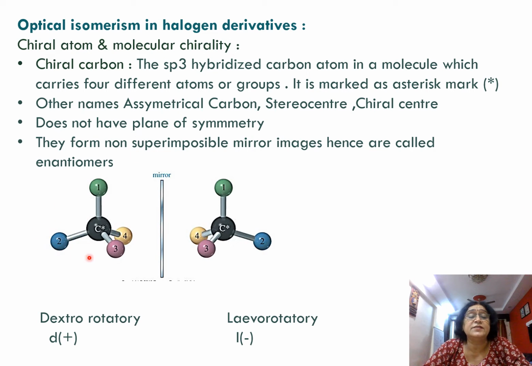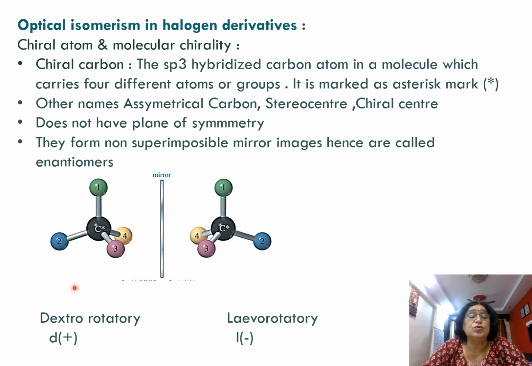The sp3 hybridized carbon which is attached to 4 different groups is called chiral carbon. And these carbons do not have a plane of symmetry. They cannot be divided into two equal halves, and they form non-superimposable mirror images. So the object and the non-superimposable mirror image, their relationship is known as enantiomers.